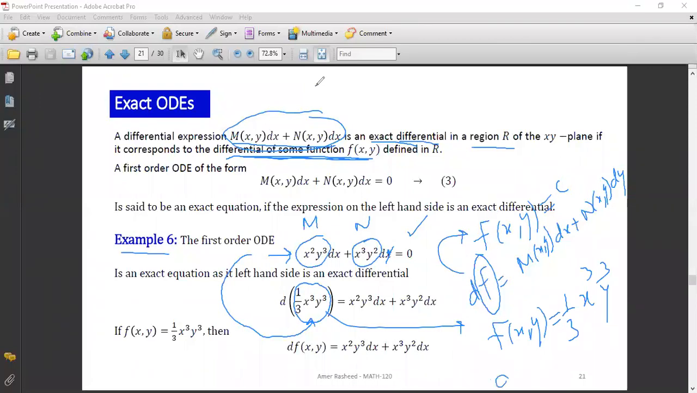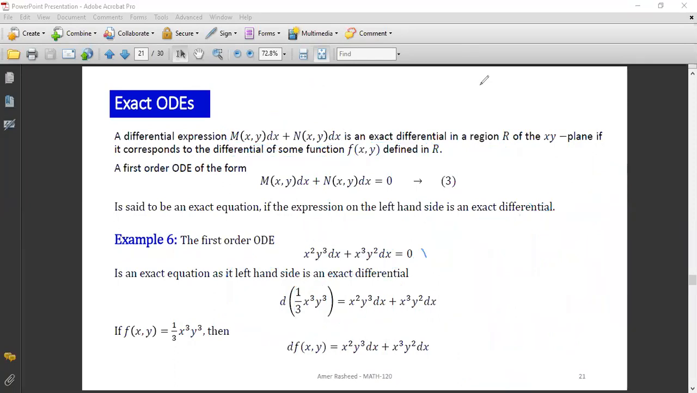Now if you take the differential of this function, df, you can see that you obtain the similar thing we have here. So this differential expression is basically a differential of some function. So this is an exact differential equation of first order. I hope you understand it. If you have any question, you can ask me.